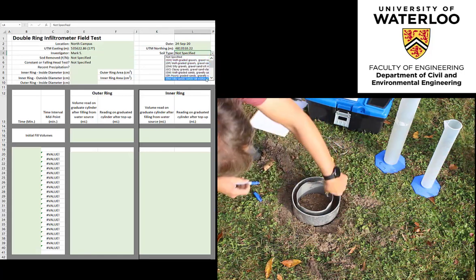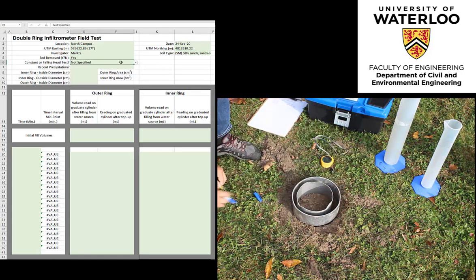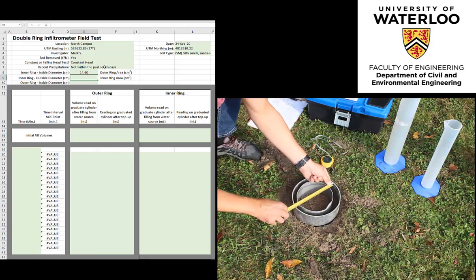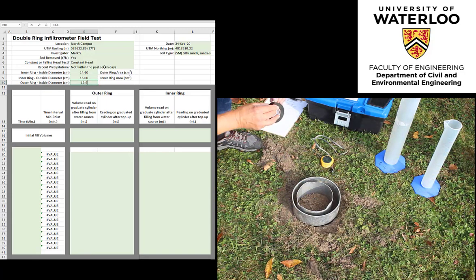The fill height is transferred via a tape measure measurement from the outer cylinder to the inner cylinder used in the experiment. The outer and inner diameters of the cylinders are measured, which will be used in the analysis to determine the planimetric areas of the inner ring column and between the two rings.